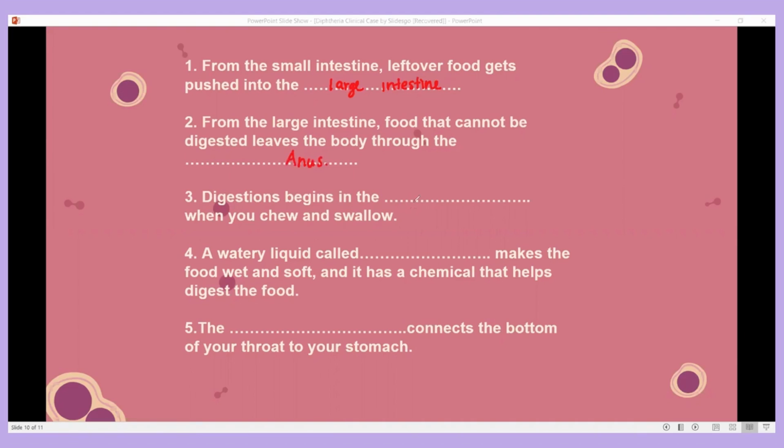Digestion begins in the mouth when we chew and swallow. A watery liquid called saliva makes the food wet and soft, and it makes the food a paste-like substance, and it has a chemical that helps in digesting the food. That chemical is an enzyme which is called ptyalin. The part that connects the bottom of your throat to your stomach, we know that it is a long narrow tube, which is now called the esophagus.